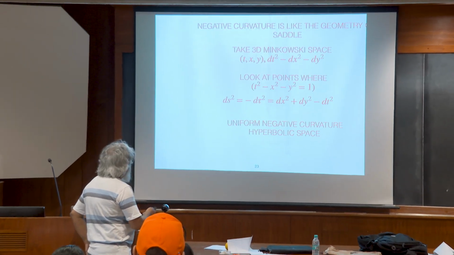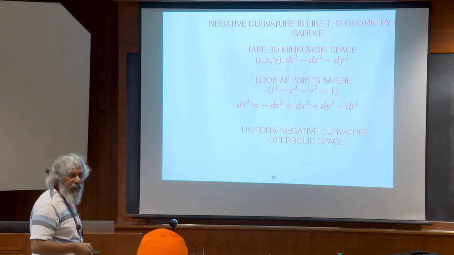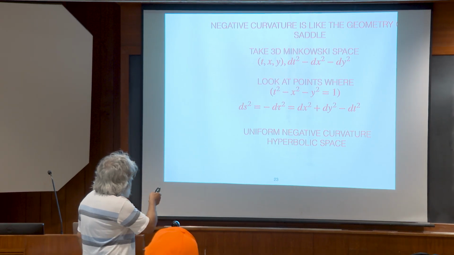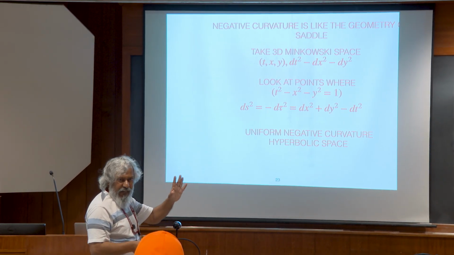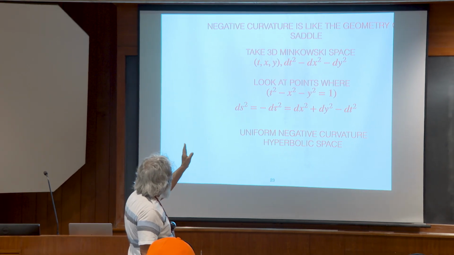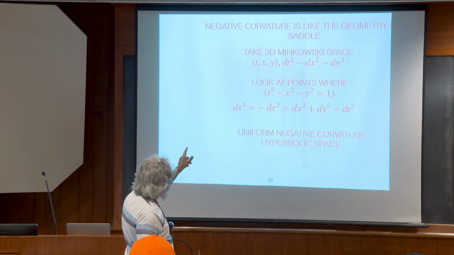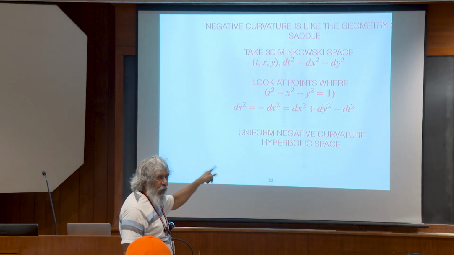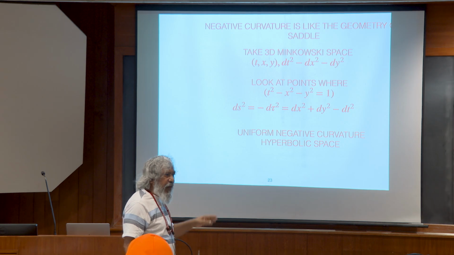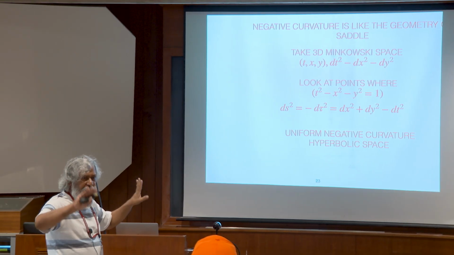And if I want uniform negative curvature, if I just take Minkowski space in 3 dimensions, take T, X, Y, forget about Z, because we're talking about 2-dimensional surfaces. Instead of putting the condition x squared plus y squared plus z squared equal to 1, I'll put the condition that t squared minus x squared minus y squared is 1. That will define for me a surface of constant negative curvature. It looks like a saddle, it goes off to infinity.